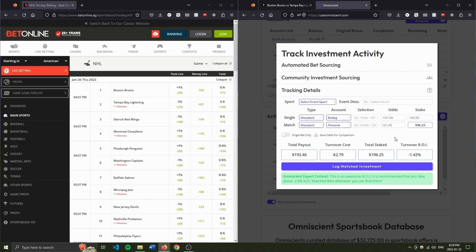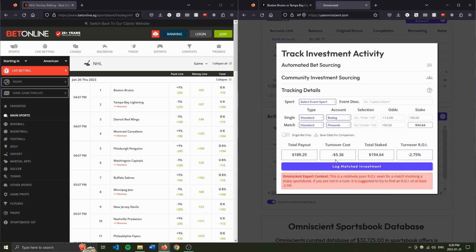That's really good. If you find one that's like minus 112 and plus 100, that difference of 12, it's not going to be very good. So I can show you that as an example. Where this plus 100, you see the turnover ROI is all the way down to negative 2.75%. We would really recommend trying to find bets that are less than a 2% loss. So less than 2% turnover ROI here.